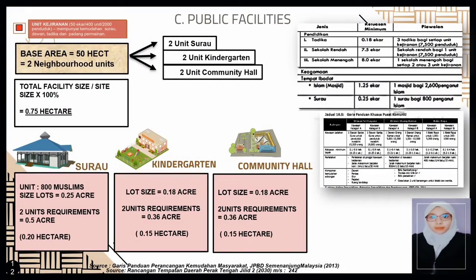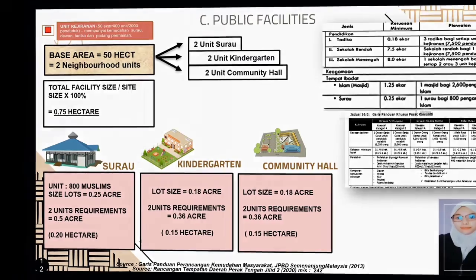C is public facility. The base area of the site is 50 hectares with the requirement of 2 neighborhood units, with 2 units of surau, 2 units of kindergarten, and 2 units of community hall. The unit requirement for surau is 0.20 hectare. The unit requirement for kindergarten is 0.15 hectare. The 2 units requirement for community hall is 0.15 hectare. So the total facility size is 0.70 hectare.